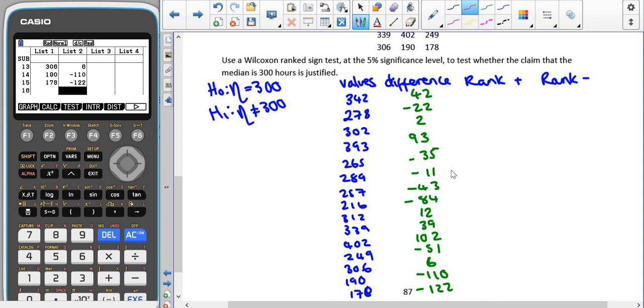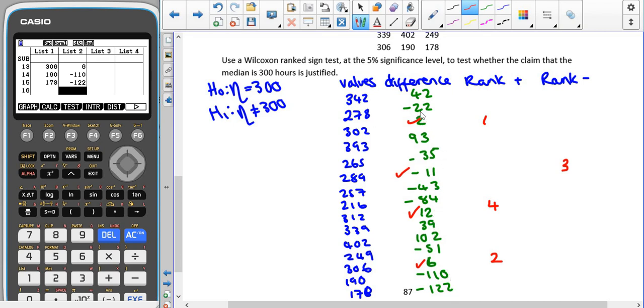So when we're looking at the differences, the smallest difference is 2, so that's going to get the rank 1. So I've done that one. I'm going to put a tick next to them this time so I can see which ones I've done. The next smallest one is 6. That's going to get the rank 2. The next smallest is minus 11. So that's going to get the rank 3, but in the minus column. Then 12, which gets the rank 4, but in the plus column. I think that's everything in the single digits and teens.